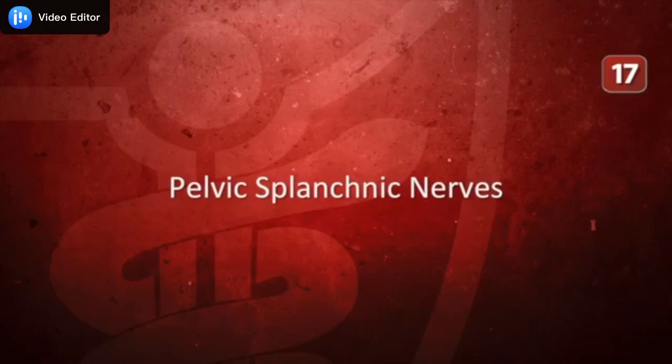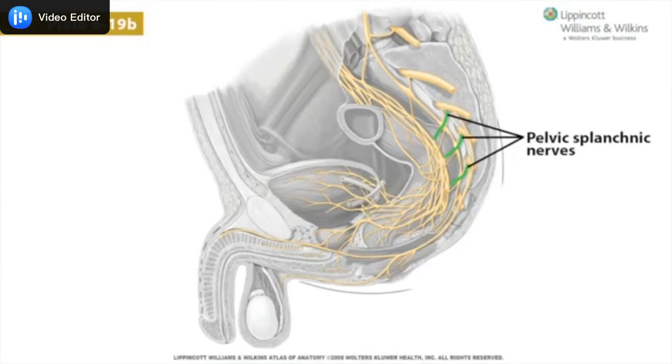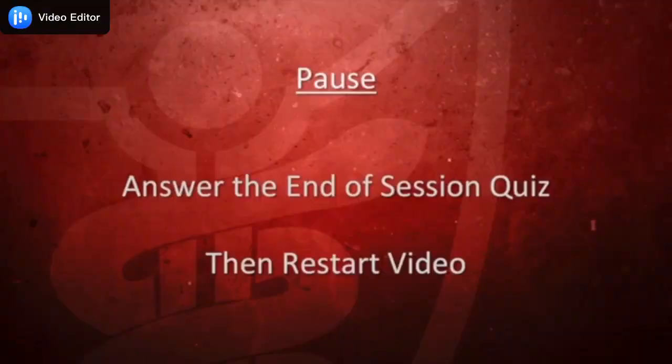Recall also that splanchnic refers to viscera, not sympathetic or parasympathetic innervation. For instance, recall from the Solid Anatomy lectures on the thorax and the abdomen that the greater, lesser, and least splanchnic nerves provided sympathetic innervation to the abdominal viscera. But the pelvic splanchnic nerves provide parasympathetic innervation to the pelvic viscera. The inferior hypogastric plexus and its innervation of the pelvic viscera will be detailed in the Solid Anatomy lecture on the pelvic viscera. Now it's time for your end of session quiz.